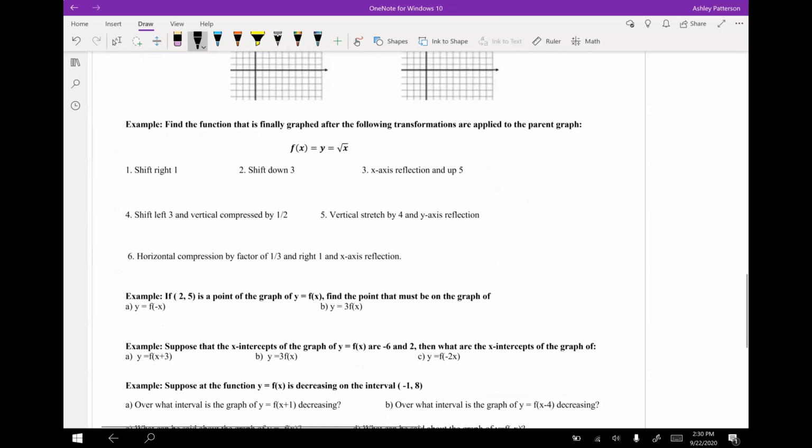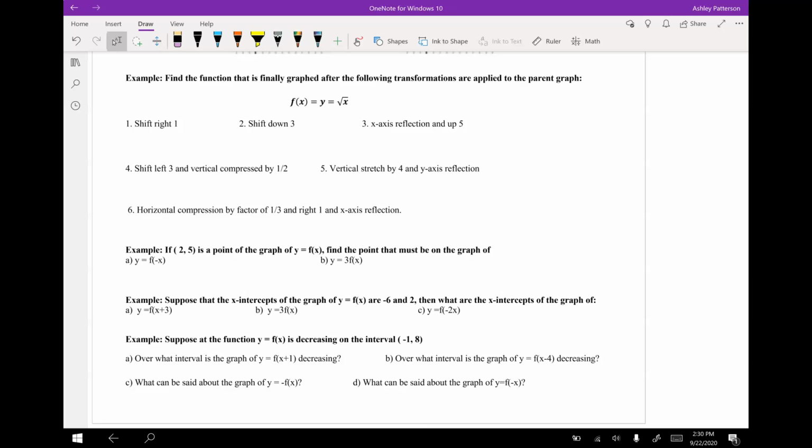We are moving on. All right, so find the function that's finally graphed. We're told that f of x equals y, and both of those are displaying a function of the square root of x. Because this is interactive, I'm going to give you a minute or so, and I want you to write what the function is going to look like after the different shifts and stretches. For example, I'll do 3 first. An x-axis reflection. That means that your A value is being multiplied by -1. Up 5. That means that K is a positive 5.